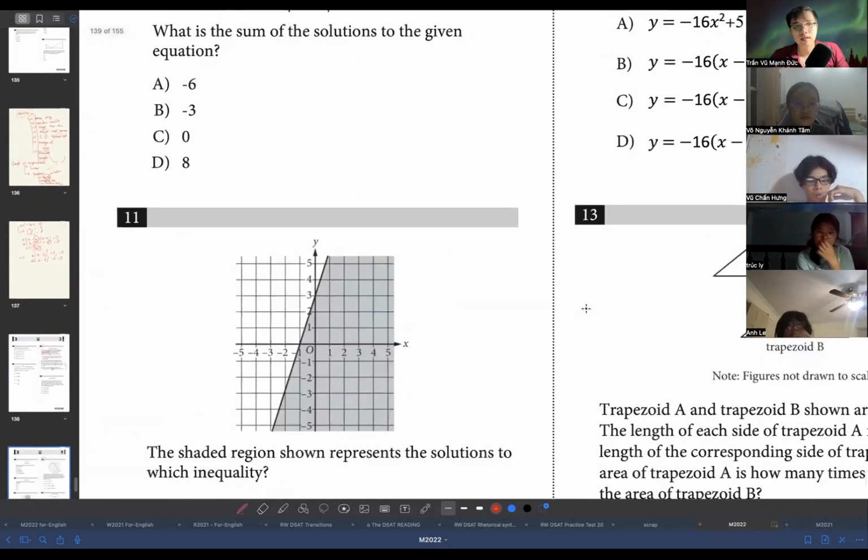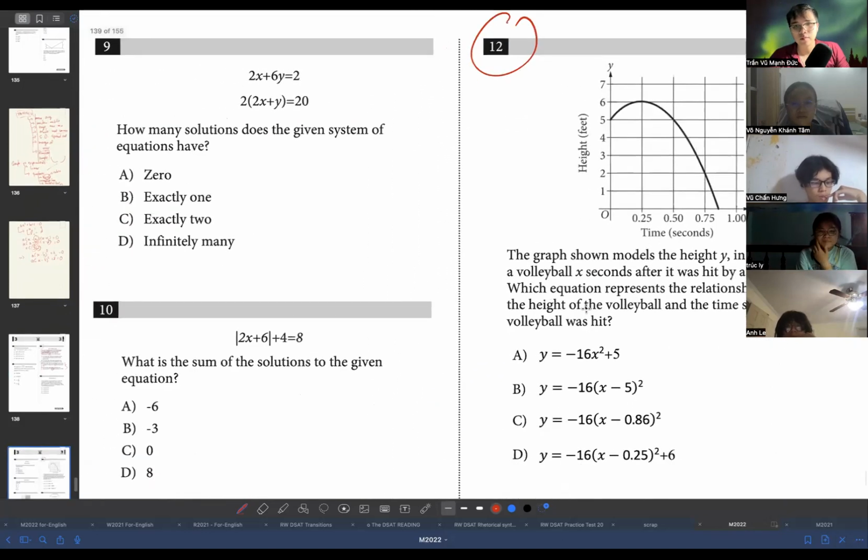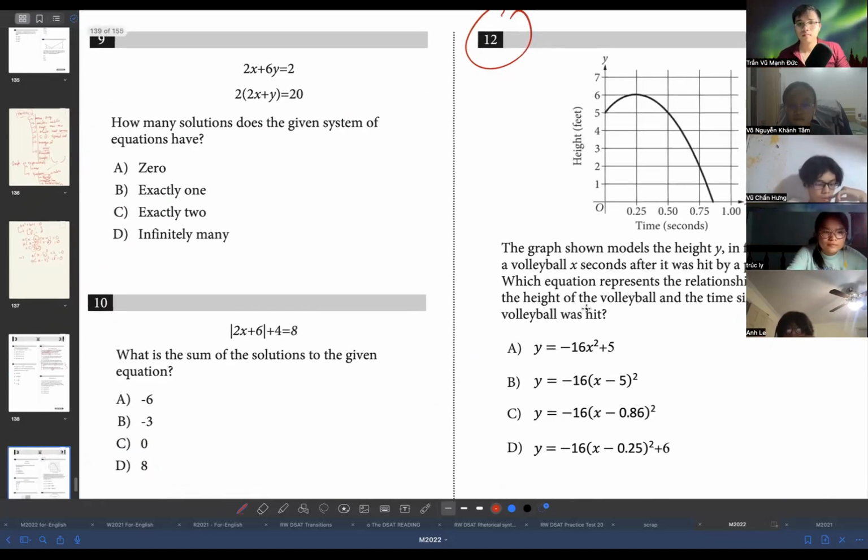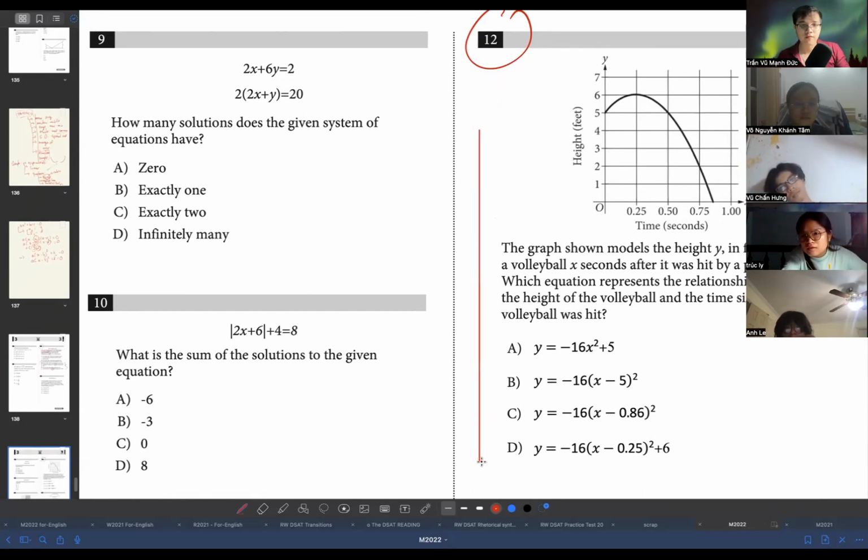Next one is Lena. Can you do this for me? Firstly, can you briefly tell me what kind of equation I'm looking for? What type of quadratic equation am I looking for? It is vertex form. Exactly. Vertex form, and the answer is D. Can you tell me what is the vertex? The coordinates of the vertex.